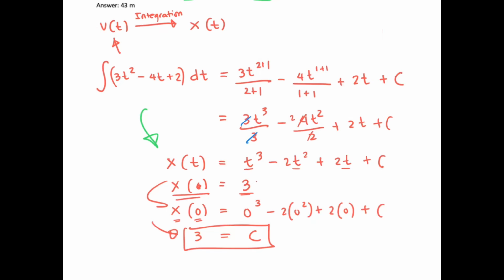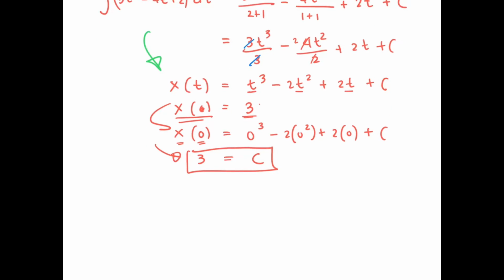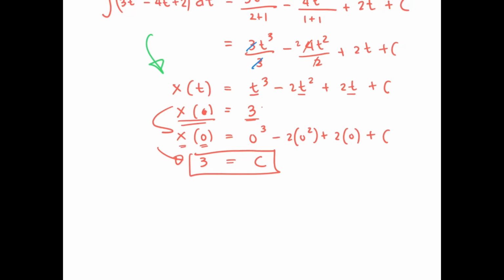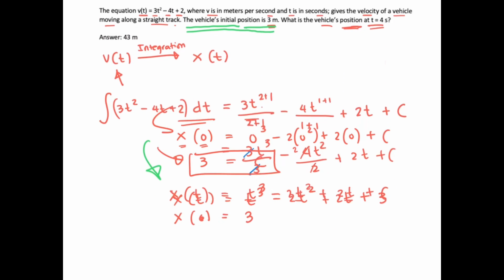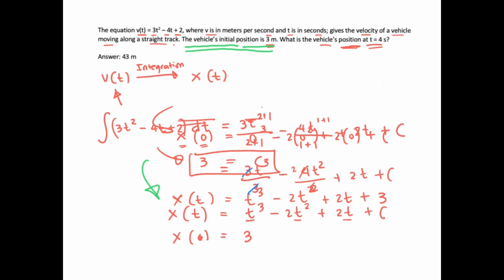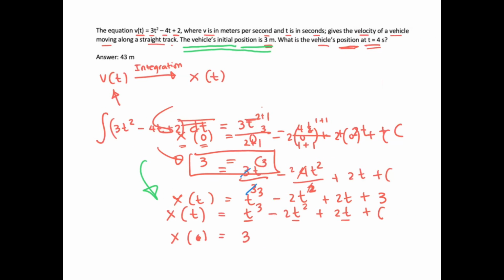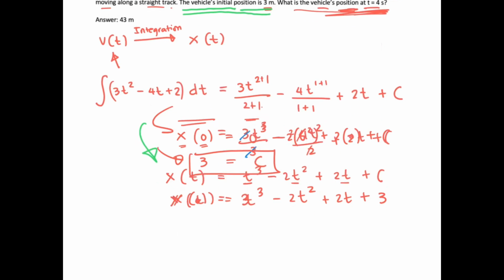So now that we have defined what our c is, we could rewrite our position as a function of time equation. So we will have x of t is equal to t cubed minus 2t squared plus 2t plus 3. And if we go back to the problem, it's asking us what is the vehicle's position at time is equal to 4? So let us solve for that.